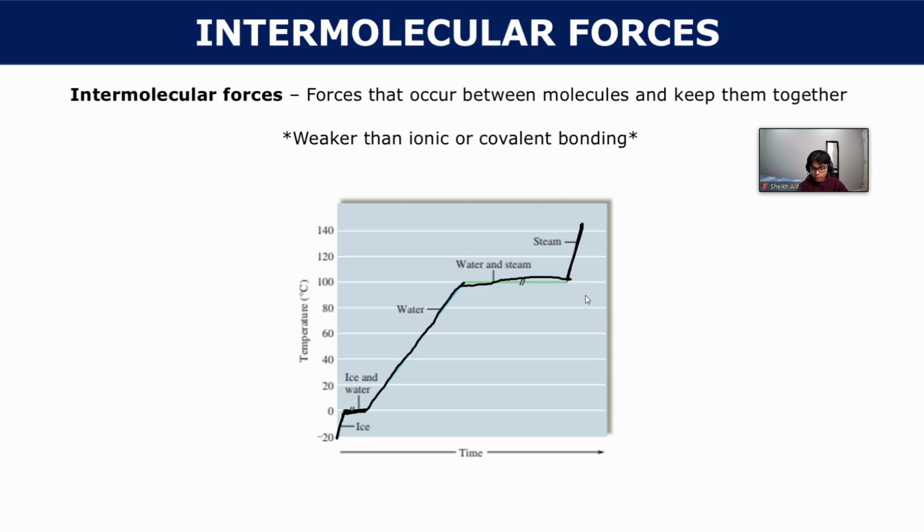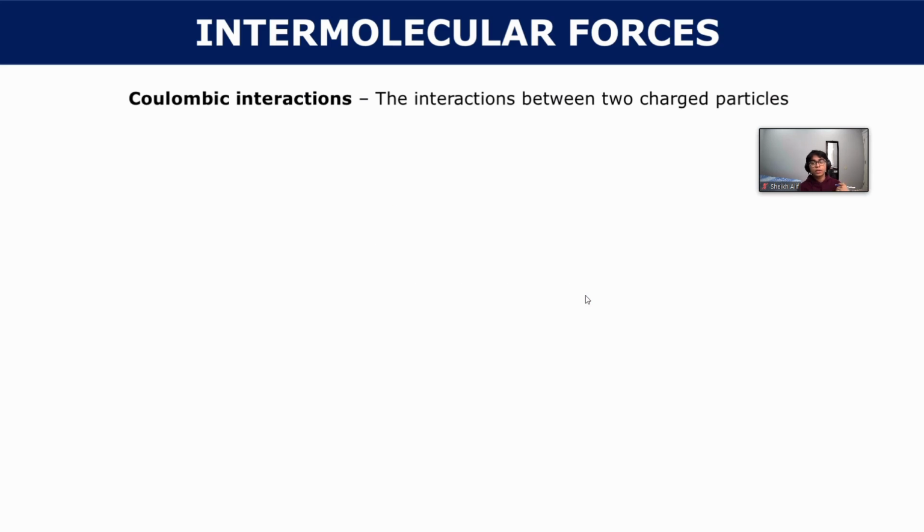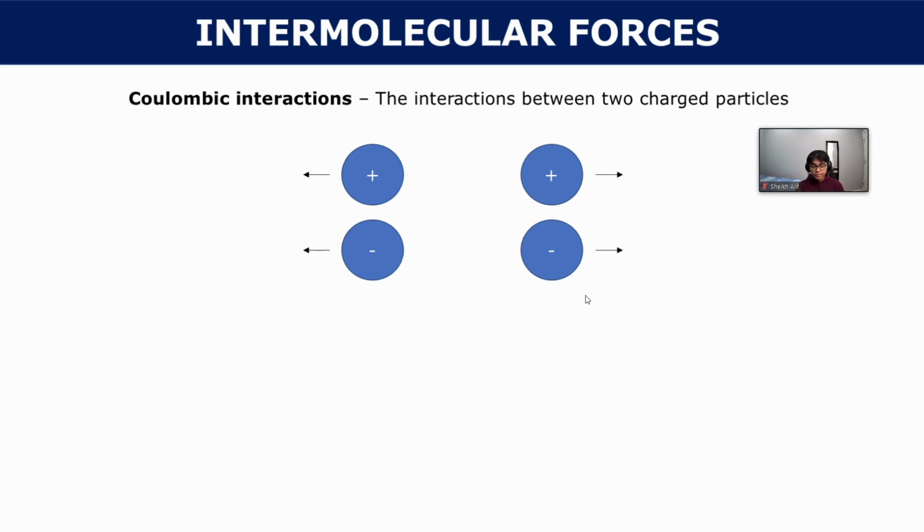Intermolecular forces generally tend to be Coulombic interactions. Coulombic interactions are interactions between two charged particles. I think everyone knows these intuitively. If you have two positive particles, they're going to repel each other. Same thing with two negative particles. But if you have a positive and a negative particle, they're going to attract each other.